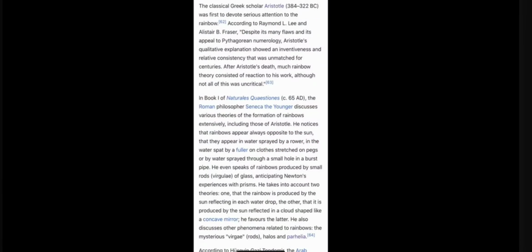He takes into account two theories. One, that the rainbow is produced by the sun reflecting off each water drop. The other, that it is produced by the sun reflected in a cloud shaped like a concave mirror. He favors the latter. He also discusses other phenomena related to rainbows, like the mysterious virgae, rods, halos, and parhelia.